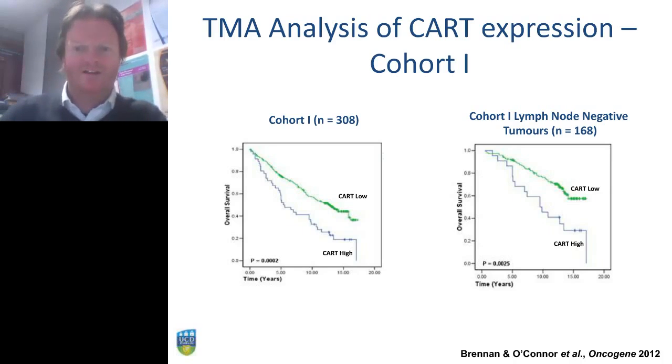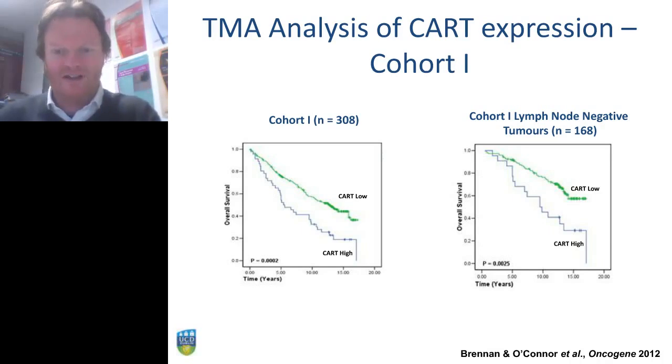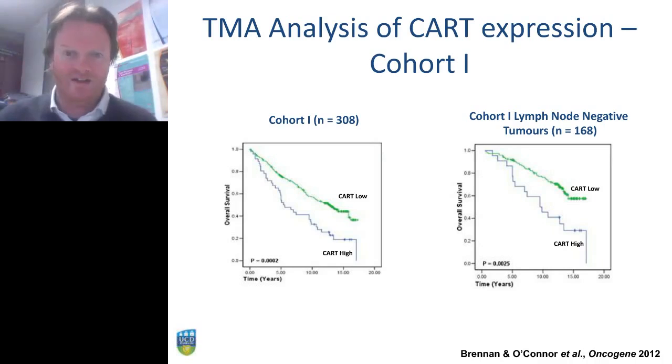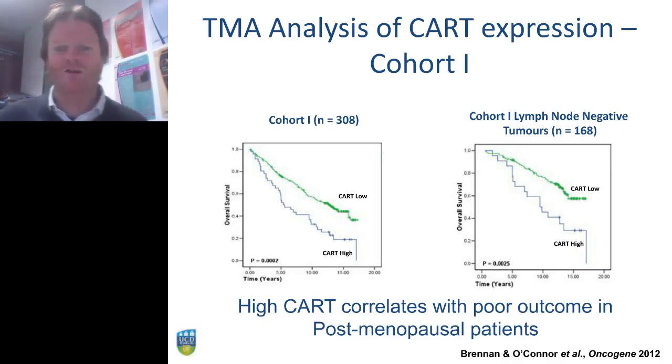If we specifically look at what we're really interested in, these lymph node negative patients, and trying to determine whether or not they would respond to tamoxifen or whether they would actually need additional chemotherapy, again we see this same pattern where patients that had high CART did a lot worse than patients that had low CART. So the conclusion that we drew at this point was that high CART expression correlated with poor outcome in postmenopausal patients, and this remains the case in lymph node negative postmenopausal patients.